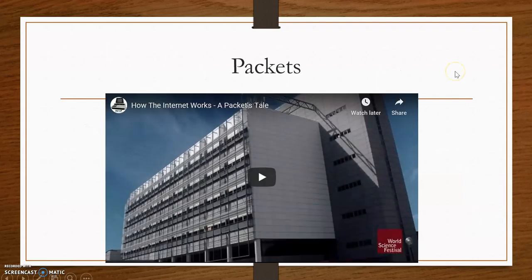There's a video here about packets. Again, this has been emailed to you, so you can go ahead and watch that video for more information on packets, and it just tells you how they work on the internet.